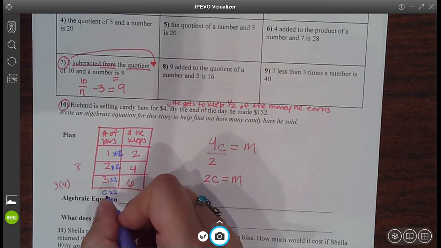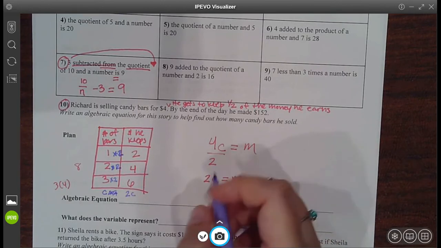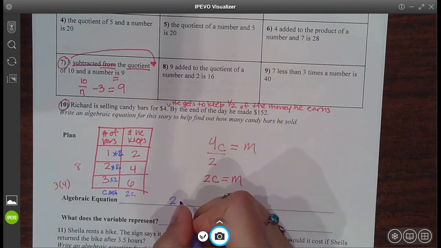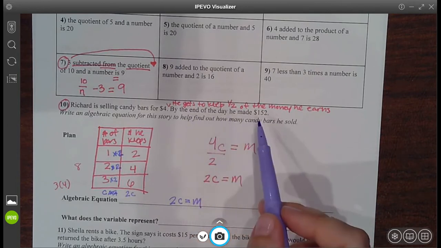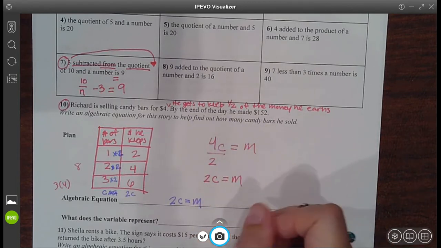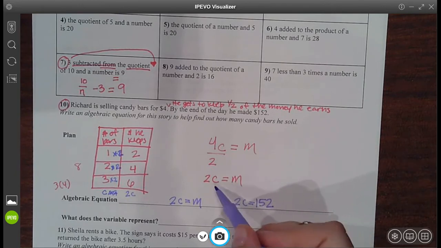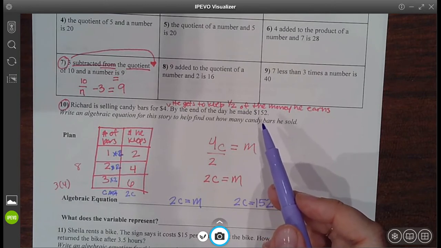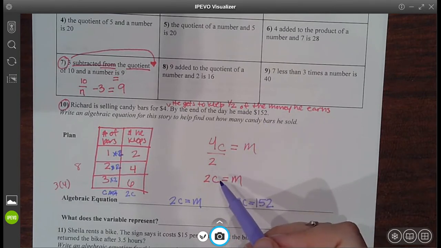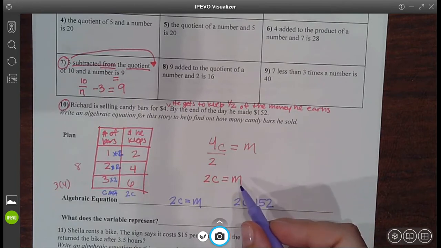So the number of candy bars would be C, and how much he keeps would be 2 times C. So my equation would be 2 times C equals the amount of money he gets to keep. But then they told me he gets to keep $152, so I'm going to say 2C equals 152. This is why it's important sometimes to use variables that make sense in the equation, because then you know what to plug that 152 in for. Is that talking about the number of candy bars he sold or the amount of money that he made? It was the amount of money he made. That's why I plugged it in for the M.